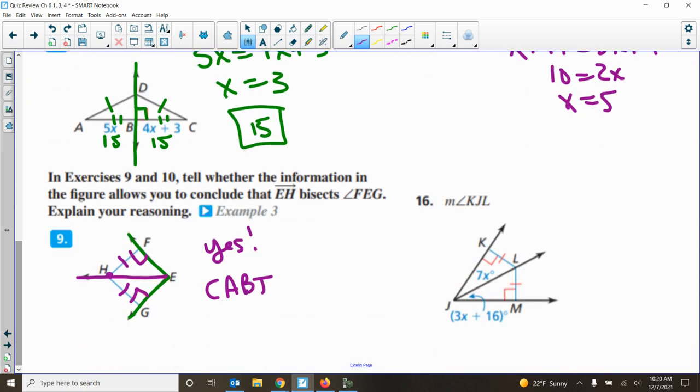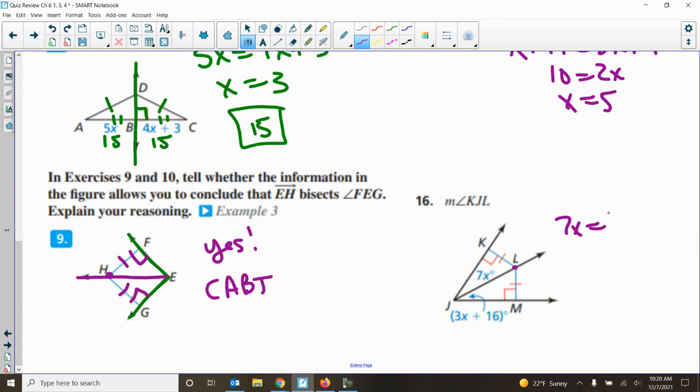Last question, number 16. Notice we are, in fact, on the angle bisector. Point L is equidistant to the two sides of the angle, and that means that we are on the angle bisector. We see the tick marks. We see the right angles, which confirm this.